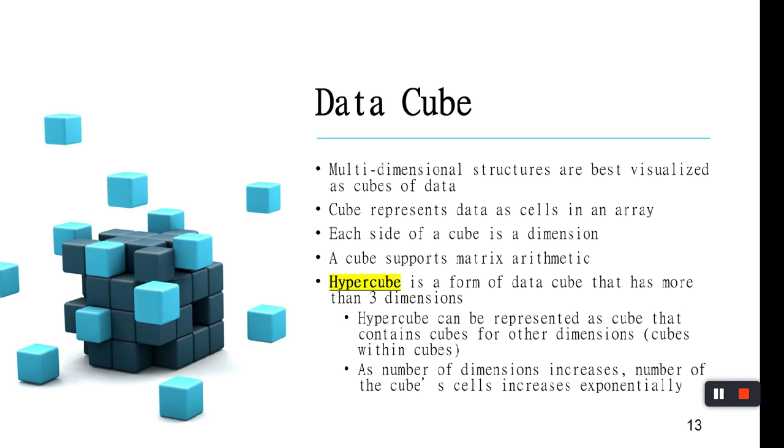A cube supports matrix arithmetic. We also have this hypercube. A hypercube is a form of data cube that has more than three dimensions. So if a data cube has more than three dimensions, we shall refer to it as a hypercube. A hypercube can be represented as a cube that contains cubes from other dimensions, meaning cubes within cubes. As the number of dimensions increases, the number of the cube's cells also increases exponentially.